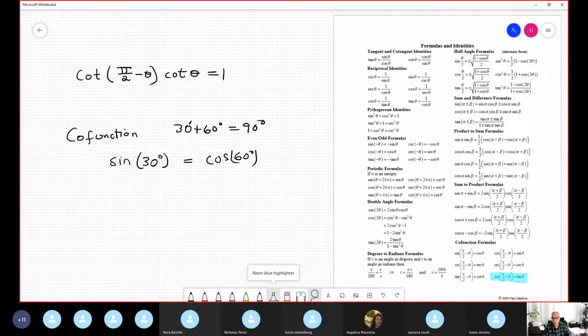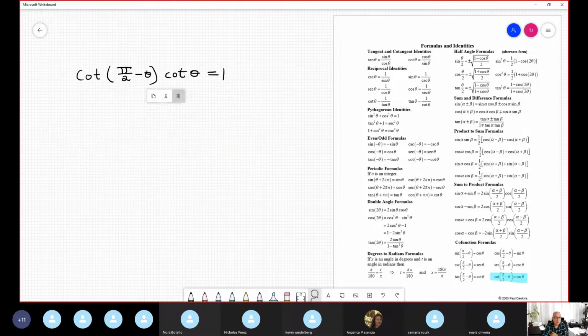Cofunctions. Okay, the cofunction of sine is cosine, cosecant is secant, tangent is cotangent. Now the prefix co indicates cofunction. And what does cofunction mean? The angle is the same, but complementary. So taking the cofunction formula, cotangent of pi over 2 minus theta is tangent theta. So you immediately replace this expression with tangent.